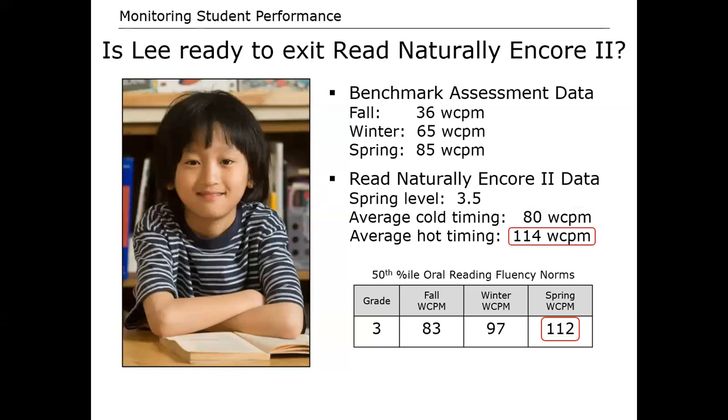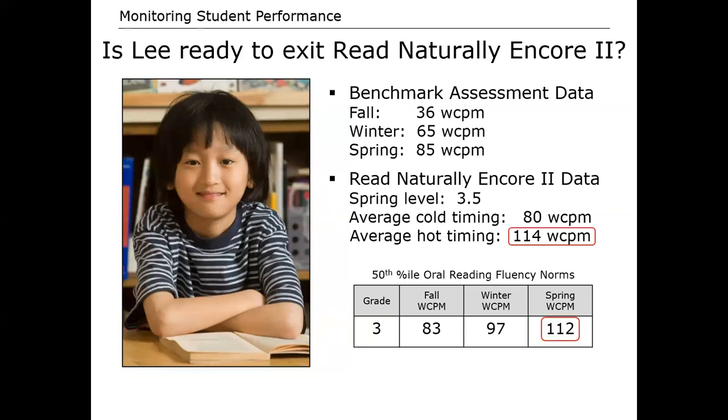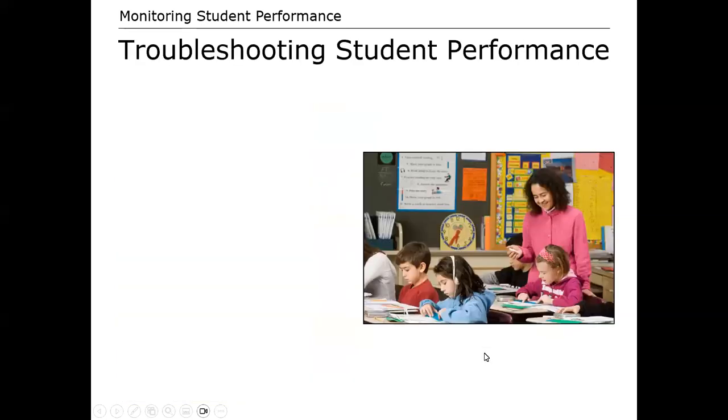Now his hot timing score is at 114, but that doesn't matter. He is not ready to exit. So we bring this up because hot timing scores cannot be compared to norms. Kids love what their hot timing score is, but the exact number is really not that important as educators when you're making these decisions. And you don't want him where he needed to be in the fall with an 80 or an 85, right? We want him at 112. So he is not ready to exit.